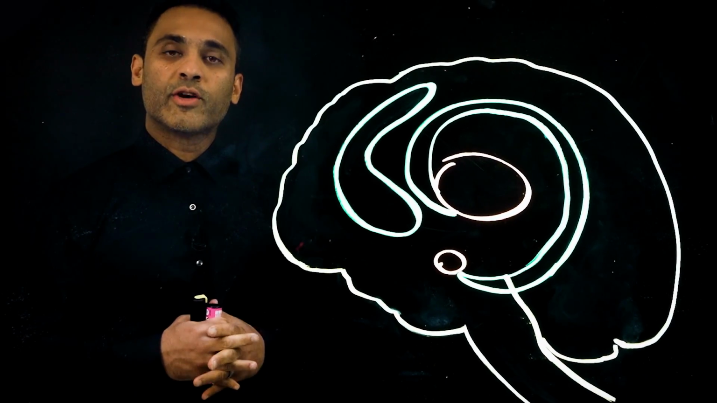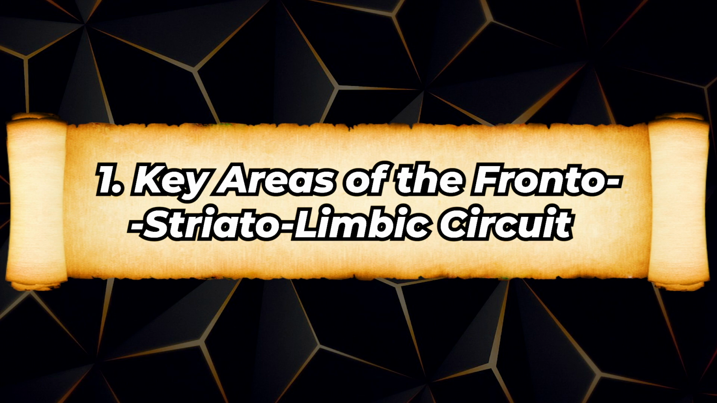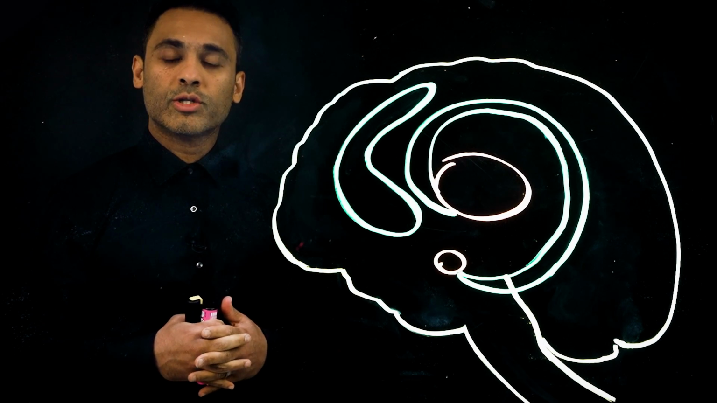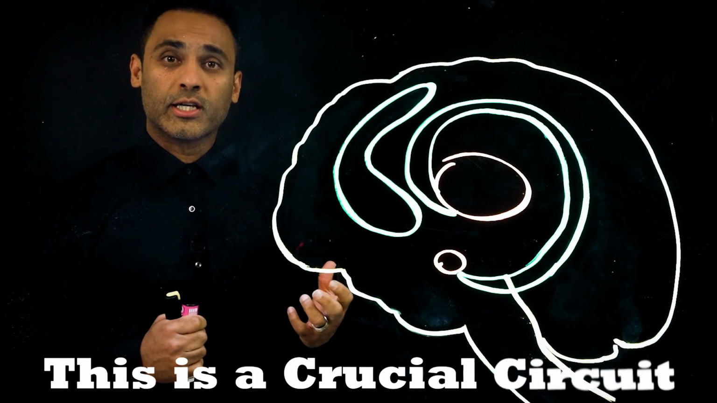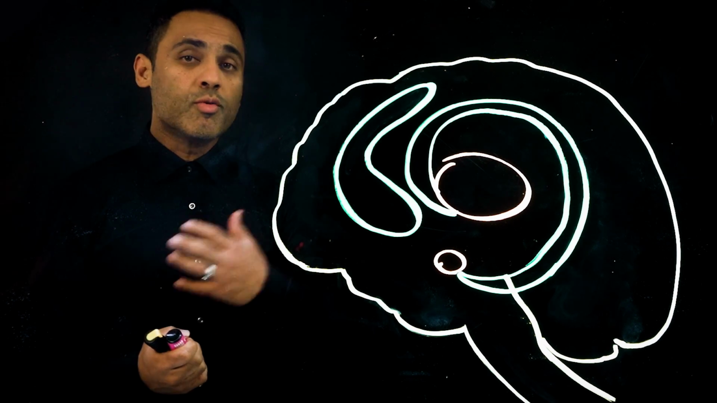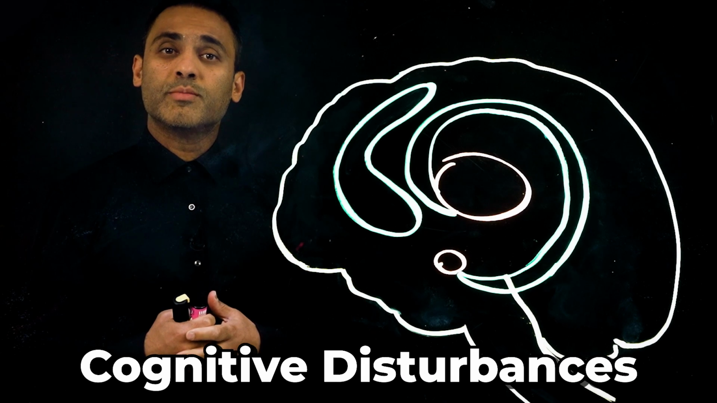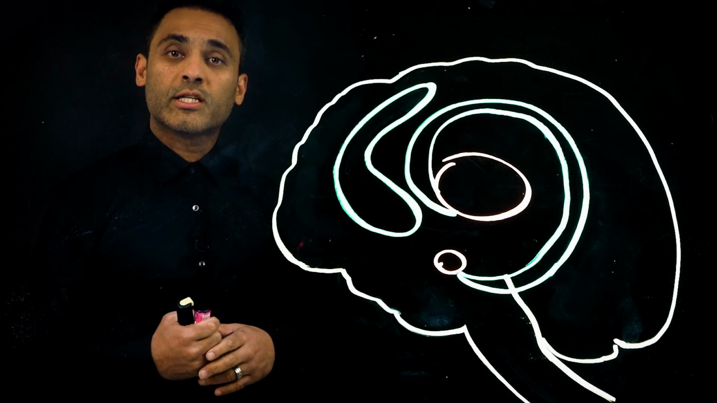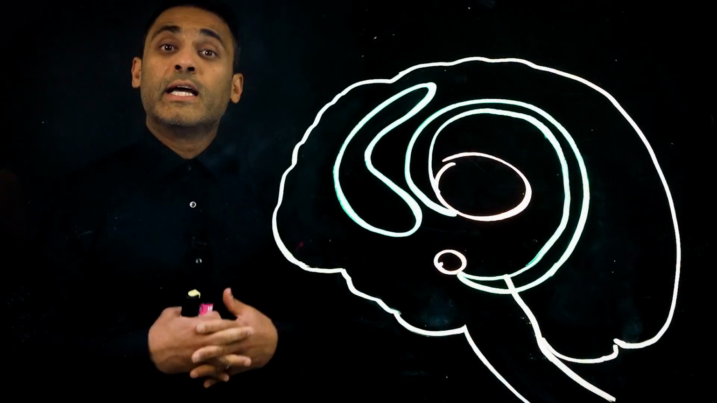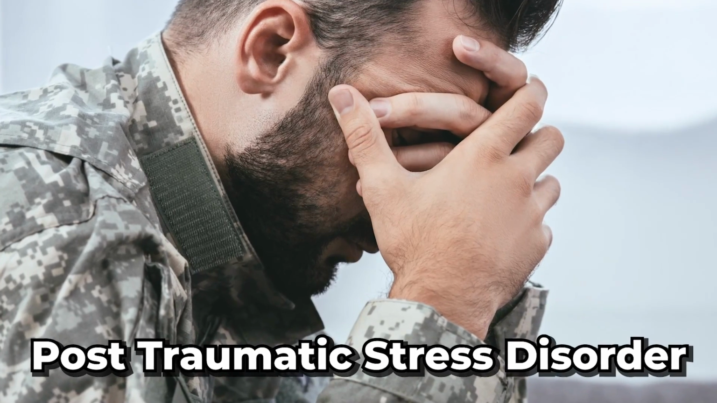We're going to start off covering the fronto-striato-limbic circuit. And the reason why we're going to do this is because this is a crucial circuit that mediates a number of functions which are disturbed in a range of psychiatric disorders. For example, anhedonia, cognitive disturbances. So when we look at this particular circuit, this is affected in depression, particularly the more severe forms of depression. It's also affected in OCD, ADHD, bipolarity, post-traumatic stress disorder, etc.